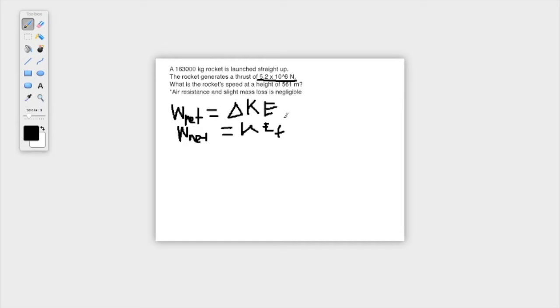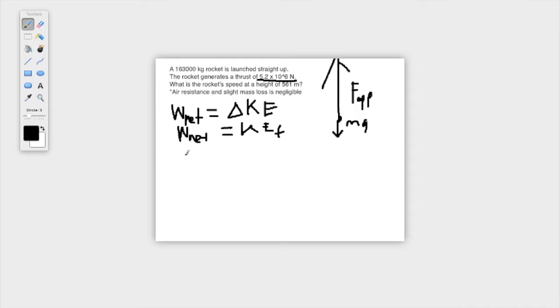Since this is the net work, we have to look at what forces are being acted upon the rocket. So let's just draw a little free body force diagram. We have the F thrust, and that's a lot, so we'll just call it F applied. And then we have gravity that's going straight down. So we're going to just take the net force.